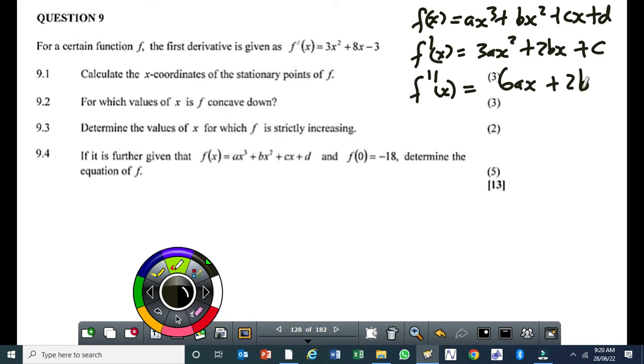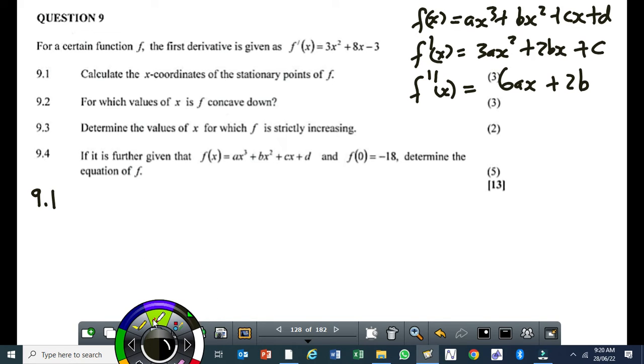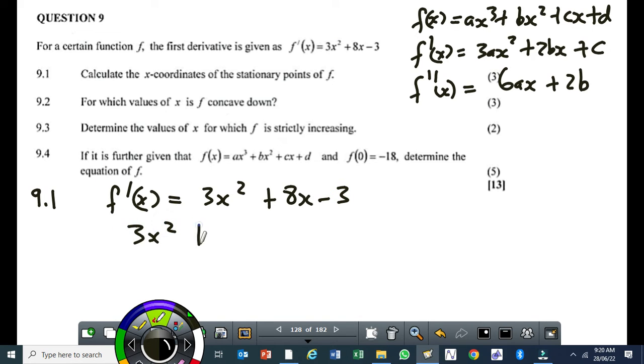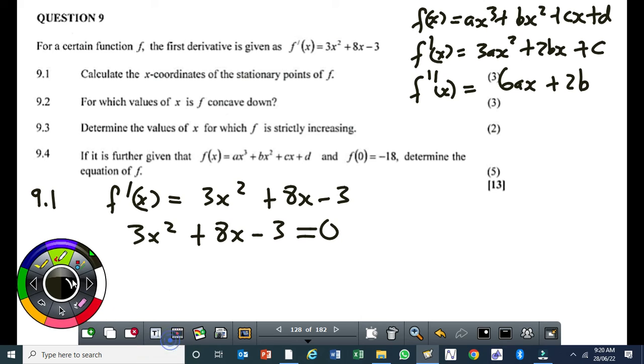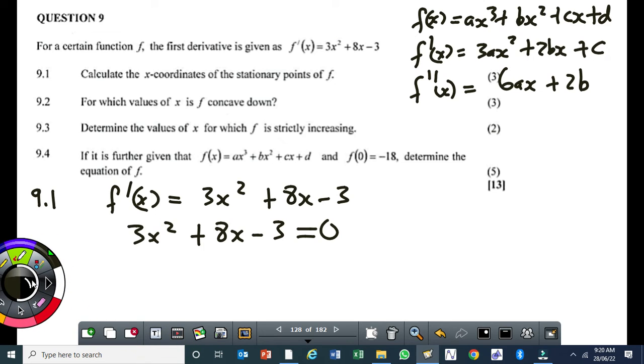All right. So the first question says calculate the x coordinates of the stationary points. That's easy, because if you are given the first derivative, you equate it to 0. So this will be 3x squared plus 8x minus 3 equals 0. Then we need to factorize this. You can factorize or you can use the quadratic formula.